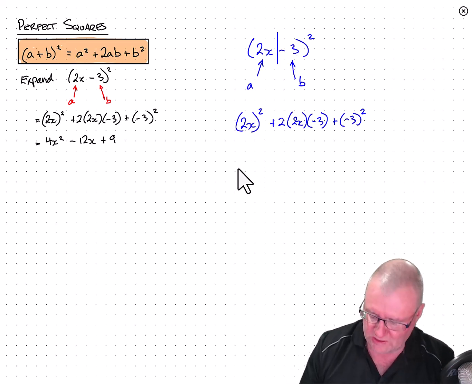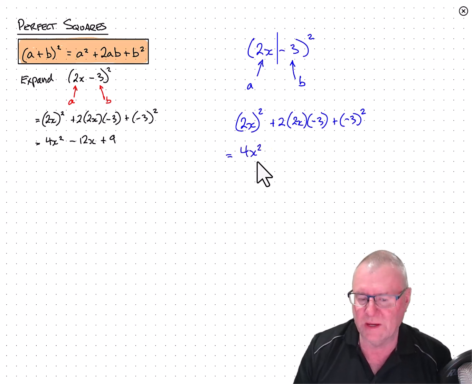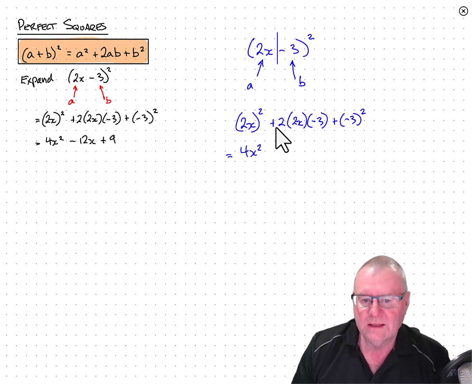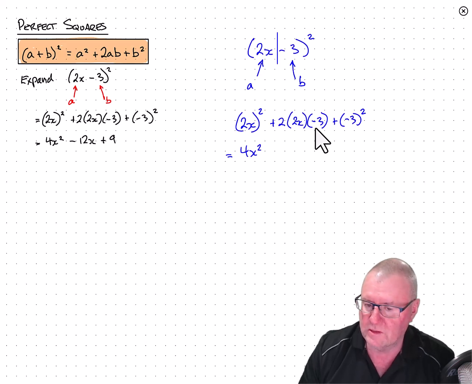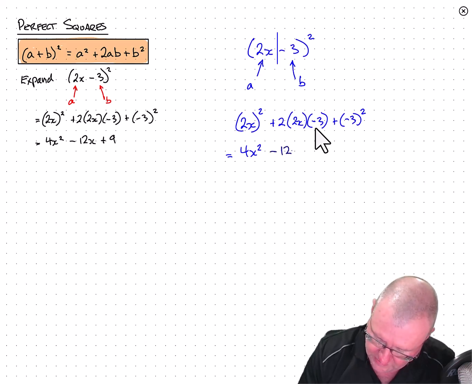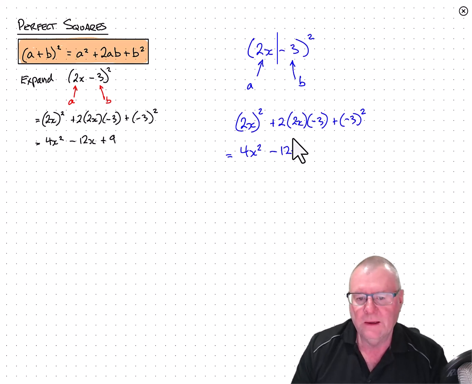2x squared is 2x times 2x. So 2 squared is 4 and x squared. Because if I did 2x times 2x, I'd get 4x squared. This is going to be 2 times 2x, which is 4x. 4x times negative 3, it's going to be a negative 12x. Now, if you're not good with negative numbers, use your calculator.